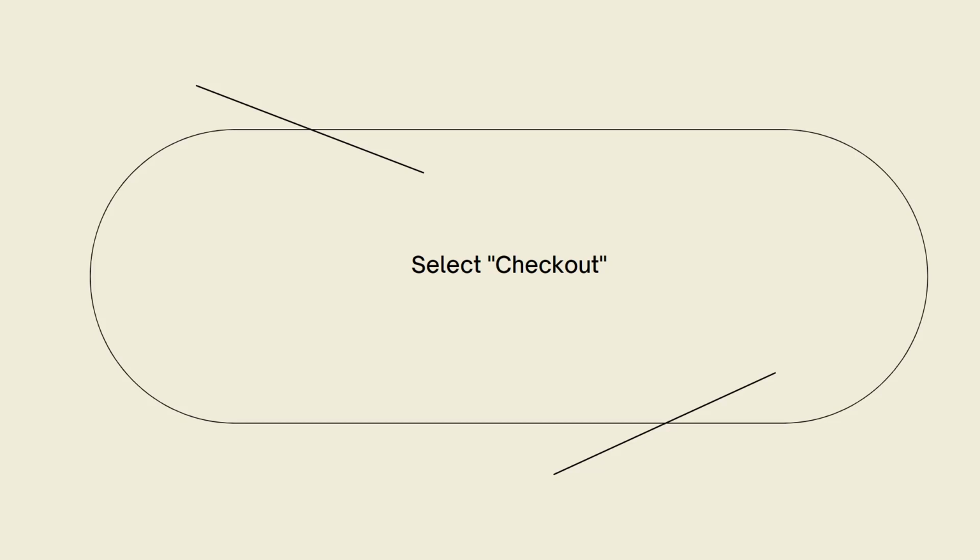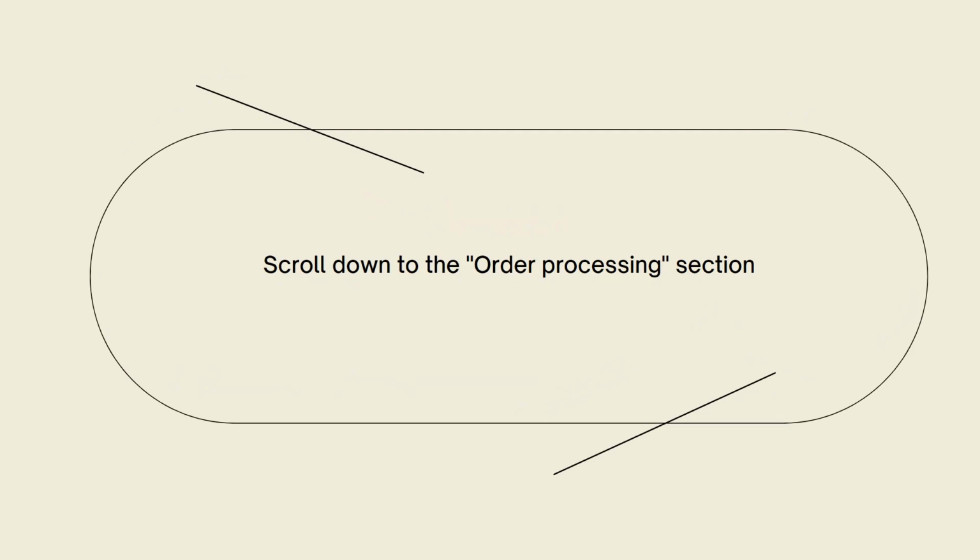This is where you can configure various settings related to the checkout process. Now scroll down to the Order Processing section. So in the Checkout settings, scroll down until you reach the Order Processing section.